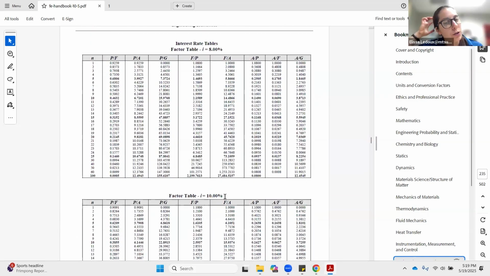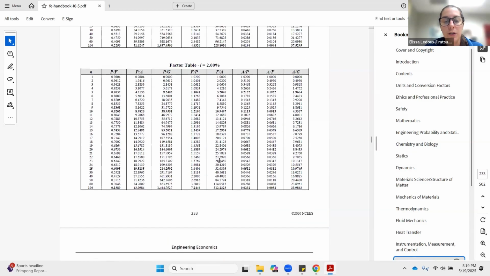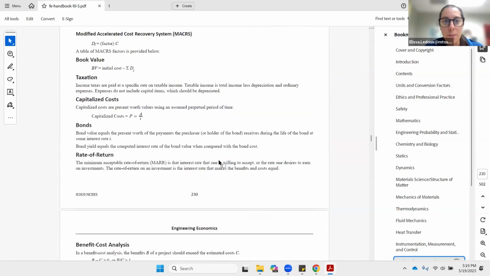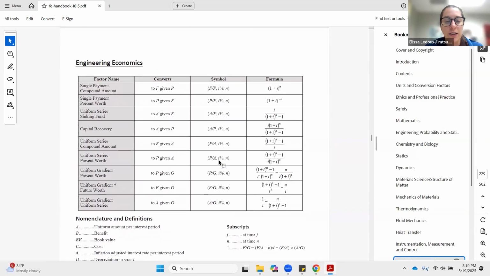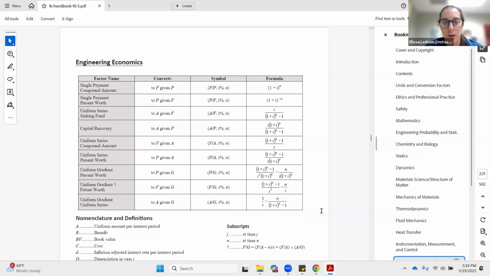So the other thing you can do is just interpolate between two. For example, if you had a 9% interest rate, then you would find the value for 8, you would find the value for 10, and you would average those. So that would be using a linear interpolation. But if you want to use the formula, that also works.